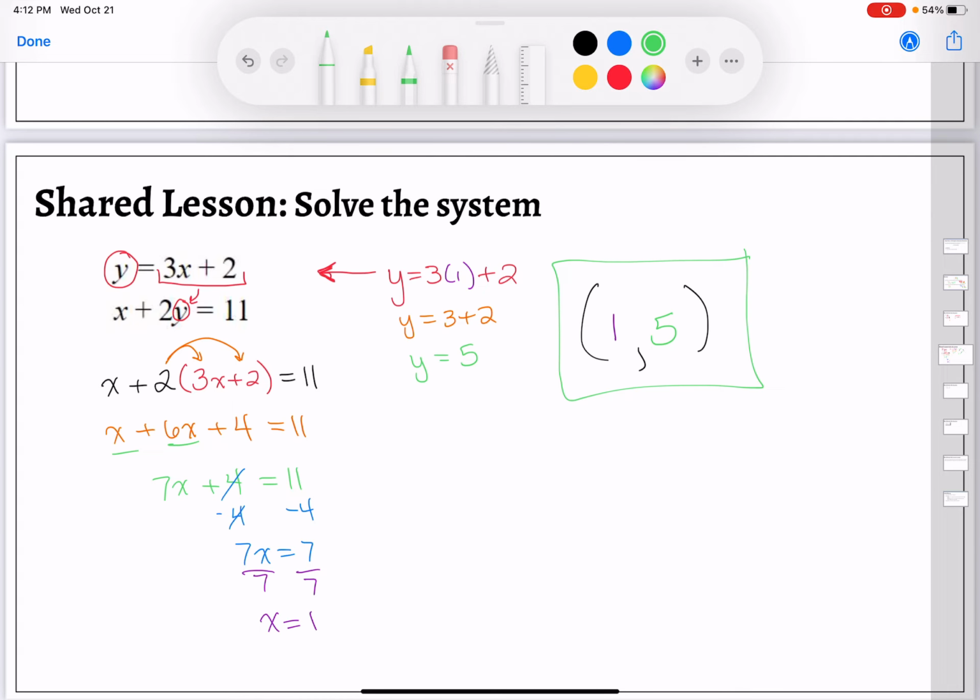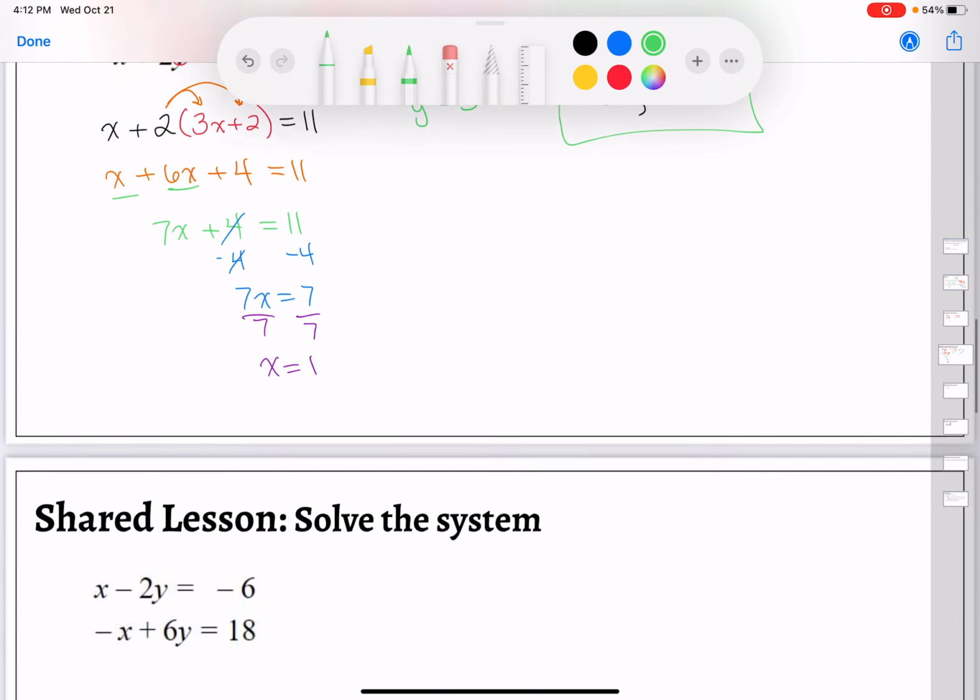All right, so on that one, whenever we have more than just a number, it still works. Whenever you have an x equals or a y equals, we take whatever it equals and we substitute it in for that variable in the other equation. Be careful that you're putting it in parentheses if it's more than a single number.